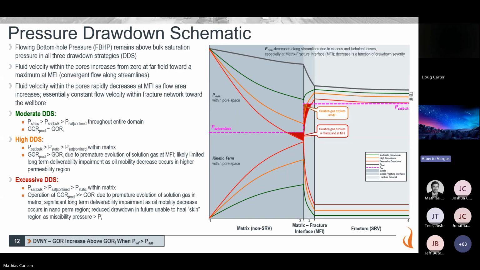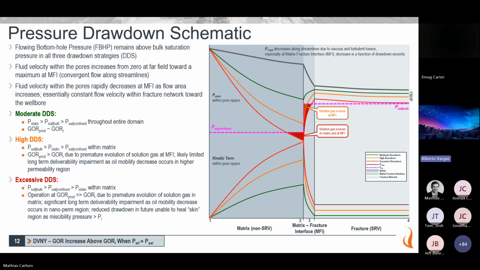So our static term, as we're dropping through from the initial conditions down, we get a pressure drop. Our kinetic term, the velocity, is increasing. And in this scenario we're still above the confined saturation pressure. But once we get into the so-called matrix fracture interface, we start to see bubble gas nucleation in this area here. And then outside into the frac, we're potentially back above saturation pressure.